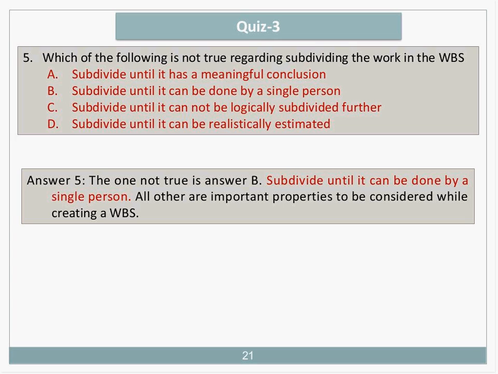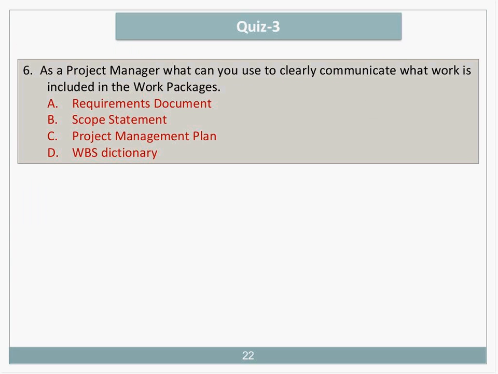Then the last one. Project manager, what can you use to clearly communicate what work is included in the work packages: the requirements document, the scope statement, the project management plan, or the WBS dictionary? I see some D's coming there. Oh, 4 D's. Good. We're glad we agree on that one. Dictionary, yes. The WBS dictionary contains more information on components of the WBS and can be used to clearly communicate what work is included in the work packages.